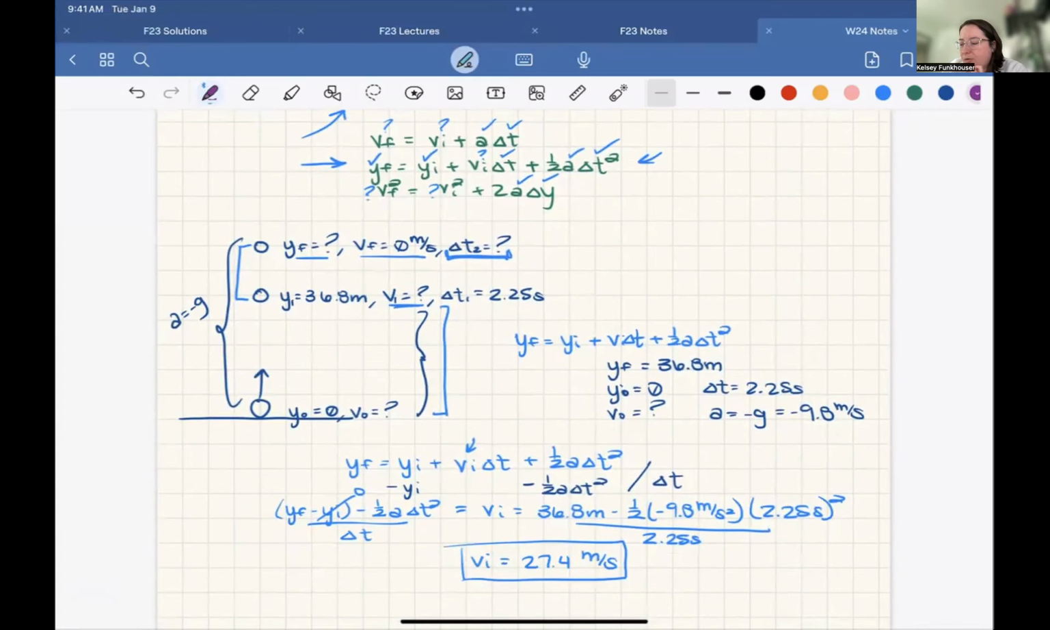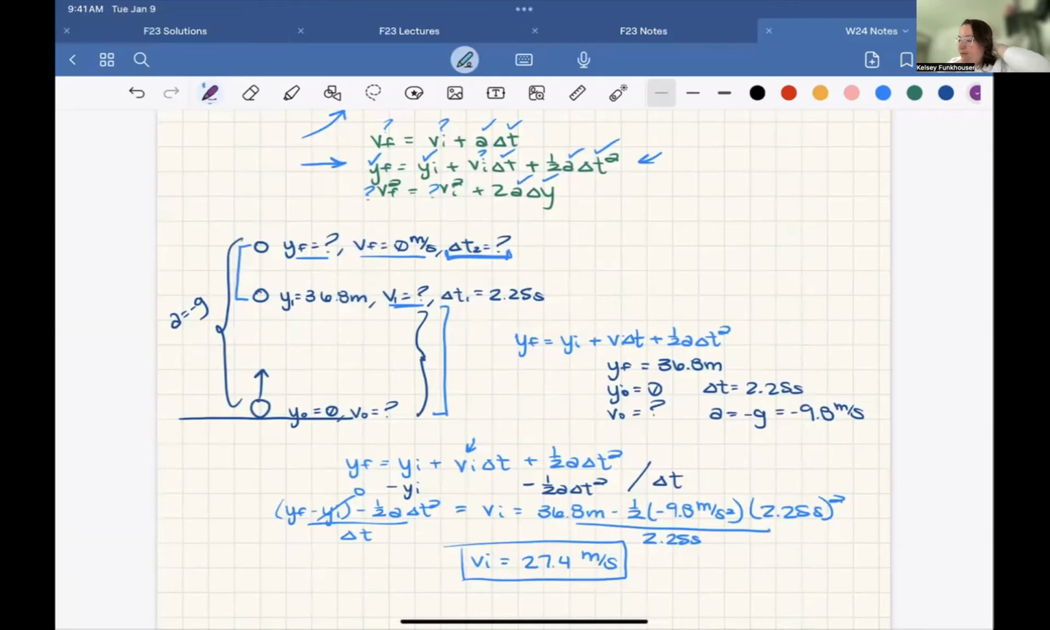So just to go over that again, we start out on the ground with a y position of 0, and we don't know what the velocity is. Then we get to this 36.8 meters in 2.25 seconds, and we don't know what the velocity is at that position either. Then we get to this final height, and we know the velocity there is going to be 0, because that's what defines the final height. We don't know what that time interval is. And then this whole time, we know the acceleration is negative g, or negative acceleration due to gravity, 9.8.